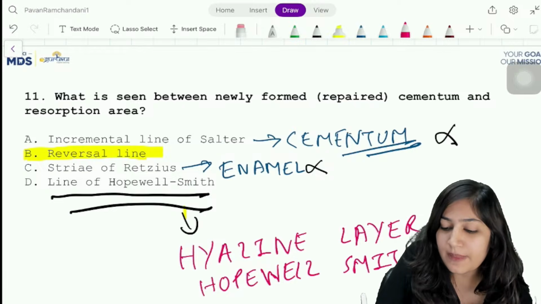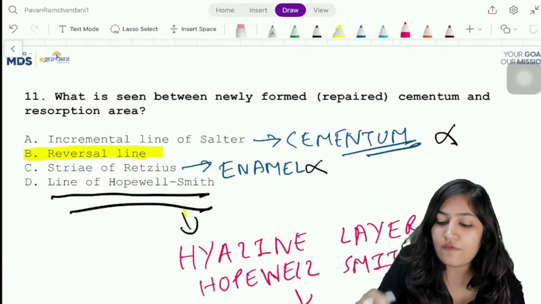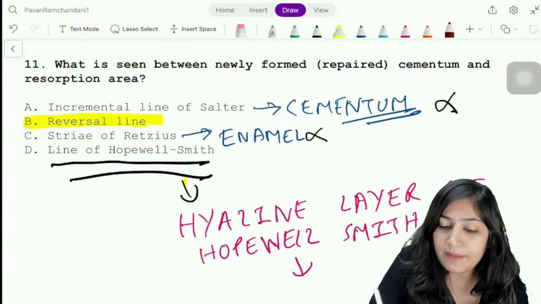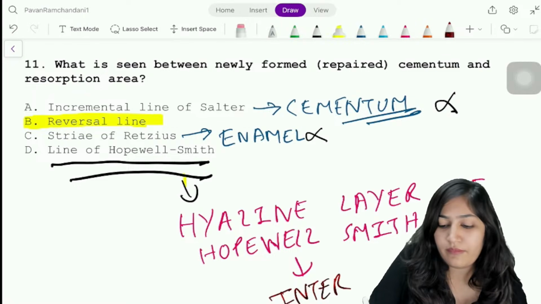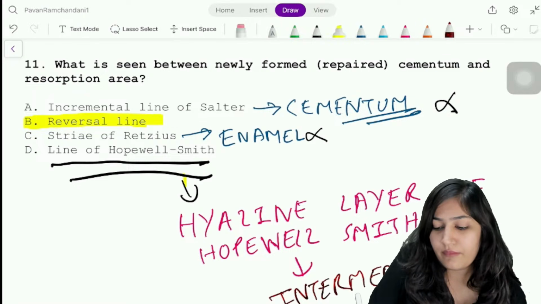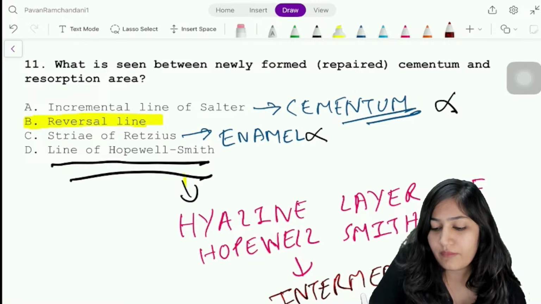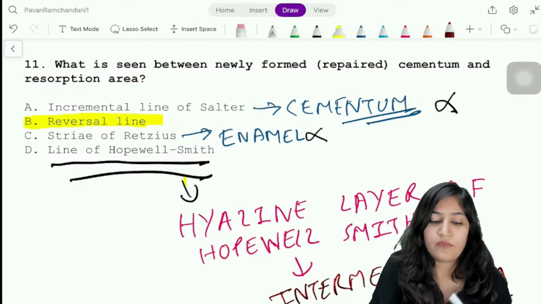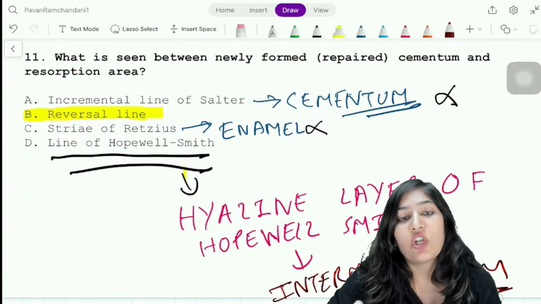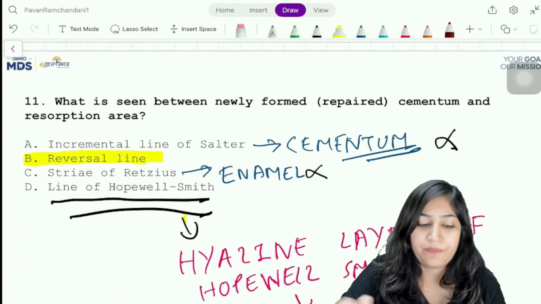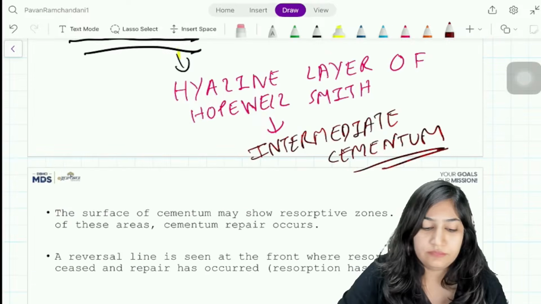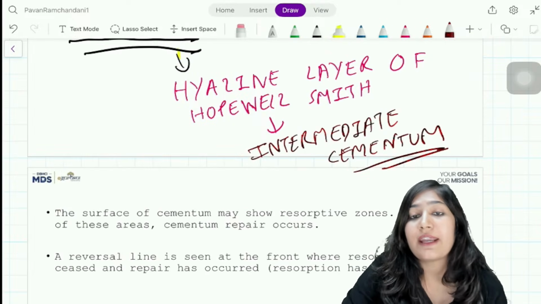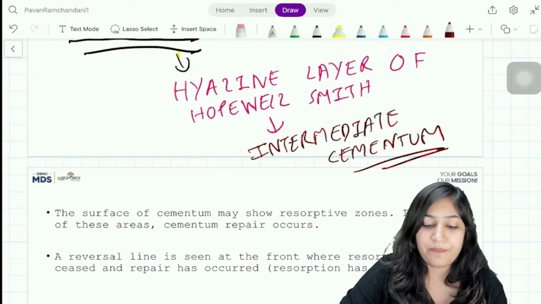This can also come as an MCQ question. What is hyaline layer of Hopewell-Smith? It is intermediate cementum. So the correct answer among the given options is reversal line. Intermediate cementum mainly has neither characteristics of dentin nor cementum.